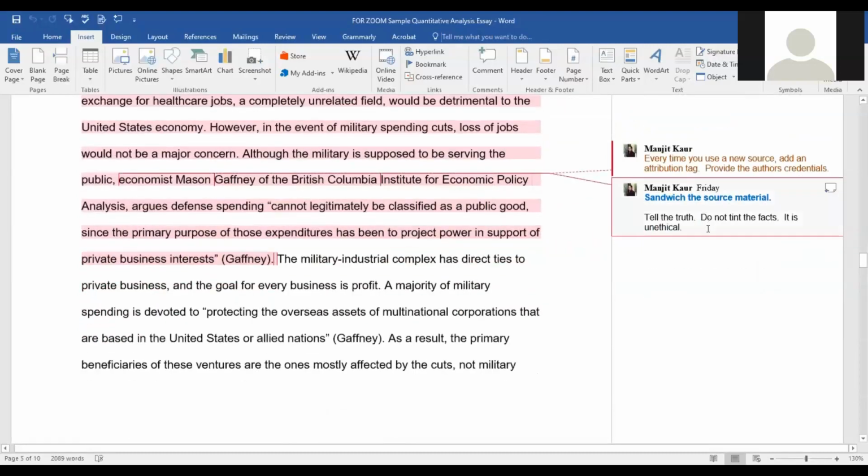Always tell the truth. Do not try to change the facts just to fit your argument. What students sometimes do is collect this quotation, that quotation, another quotation or paraphrase, and now they try to develop an argument around those quotations and around those paraphrases. Not the best technique, okay? Have your argument and use your sources to support that argument, not the other way around.